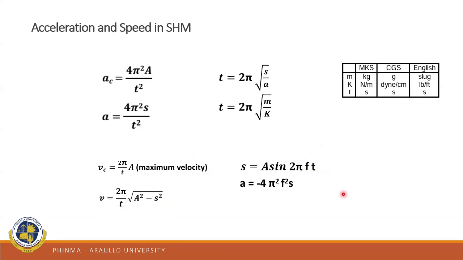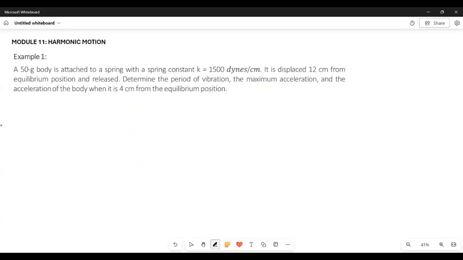And lastly, acceleration is equal to negative 4 pi squared frequency squared times the displacement. So we have here a first example in harmonic motion. Example number 1. Binigyan tayo dito ng mass. A 50-gram body is attached to a string with a spring constant of 1,500 dynes per cm. It is displaced 12 cm from the equilibrium position and released.